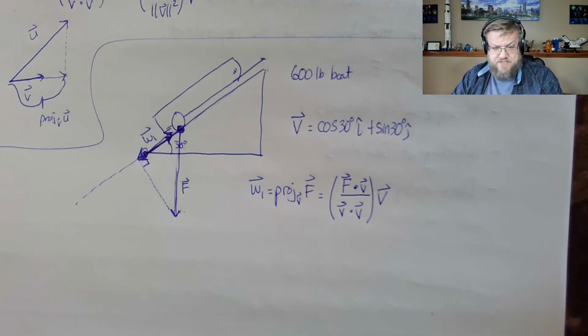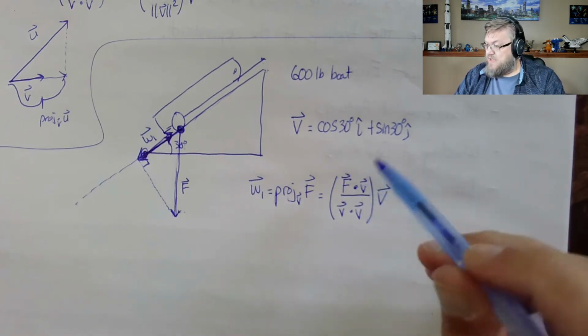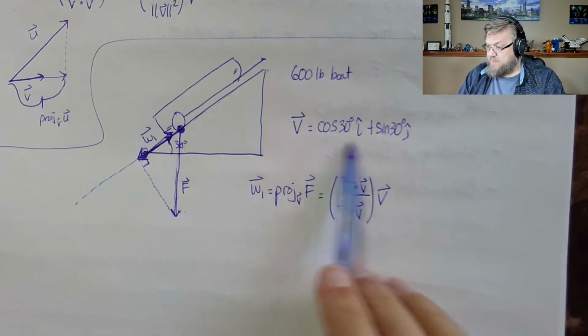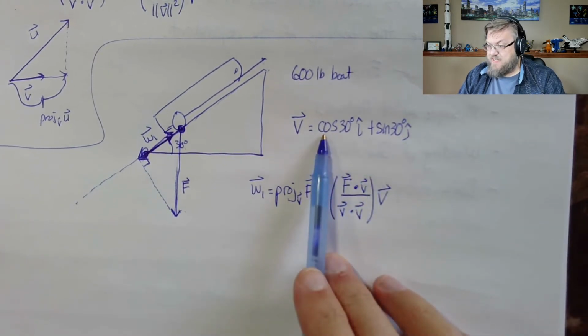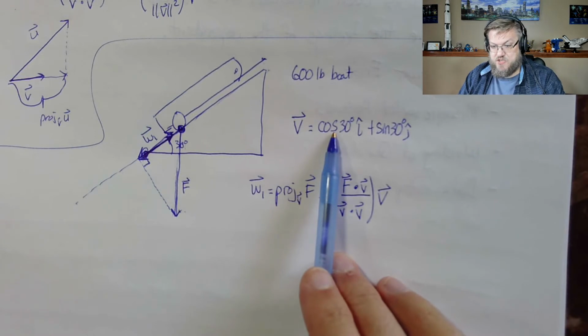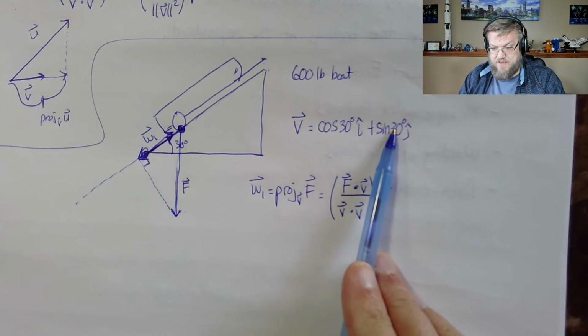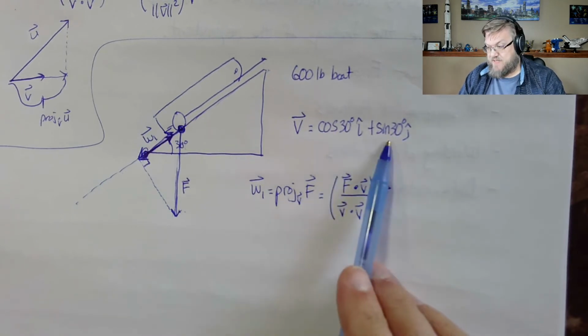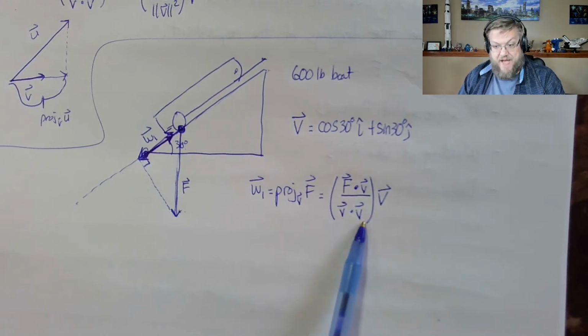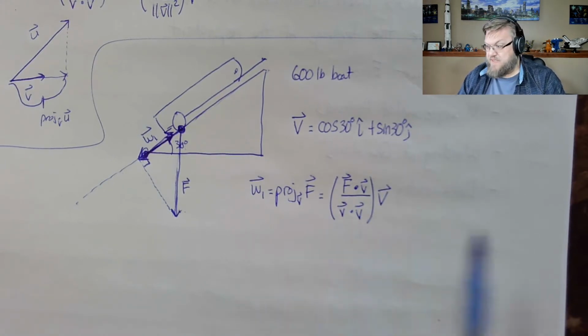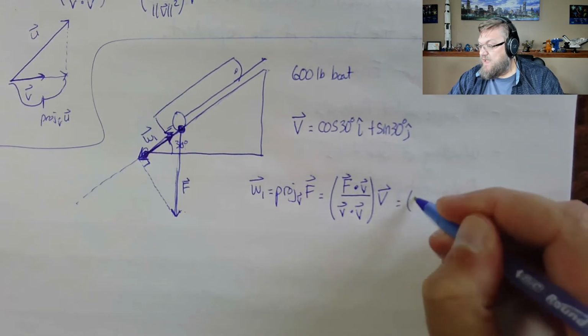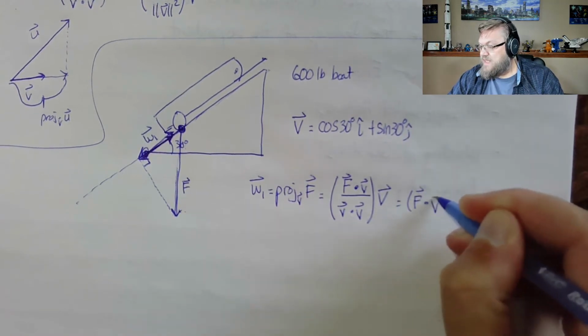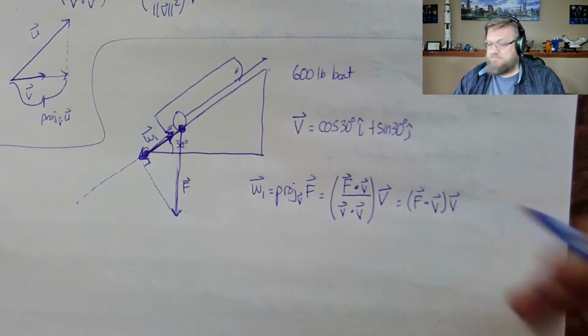So it looks like I got some things to calculate here, right? First things first, v is a unit vector, right? Because of the way I formed it. Remember, the magnitude of this would be the square root of cosine squared 30 plus sine squared 30, and cosine squared 30 plus sine squared 30 is 1. So v dot v is the magnitude of v squared, which is 1. So this ends up just being F dot v times v.